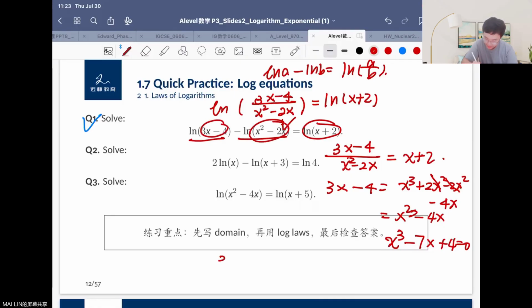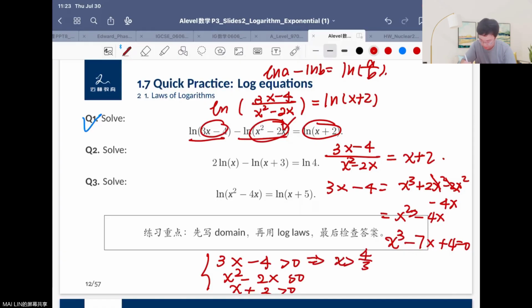After you calculate the exact answers, please check the domains, because here we have three conditions: 3x minus 4 is bigger than 0, x squared minus 2x is bigger than 0, and x plus 2 is bigger than 0. For the first, x is bigger than 4 over 3. For the second, x times (x minus 2) is bigger than 0, that is x bigger than 2 or x smaller than 0. And for the last, x is bigger than -2. We just combine the three conditions that obey these rules.